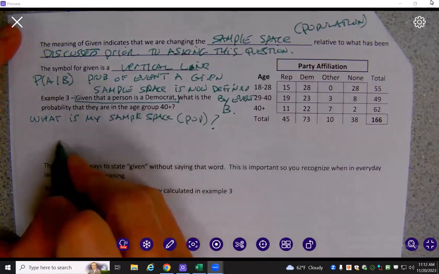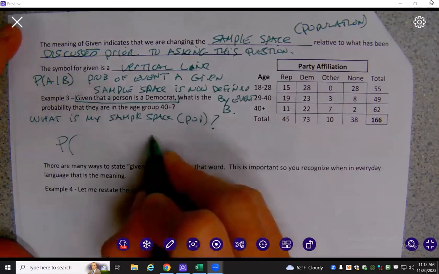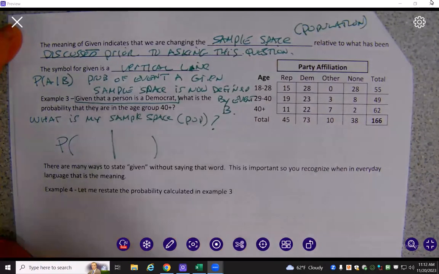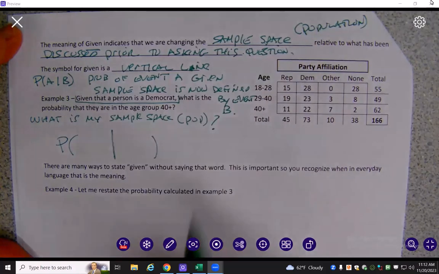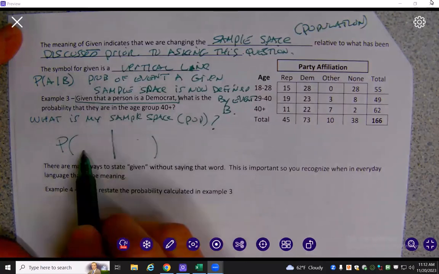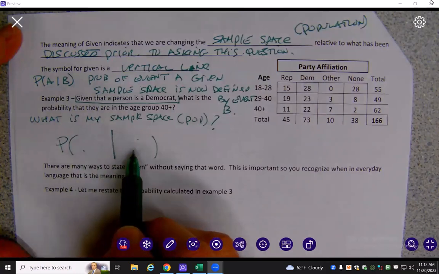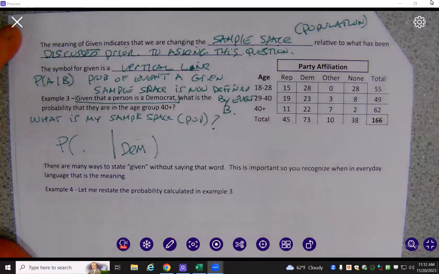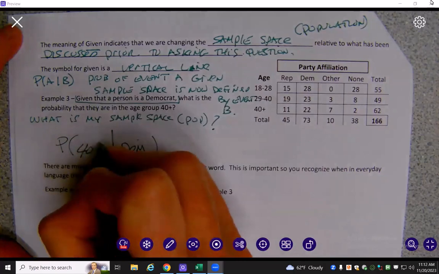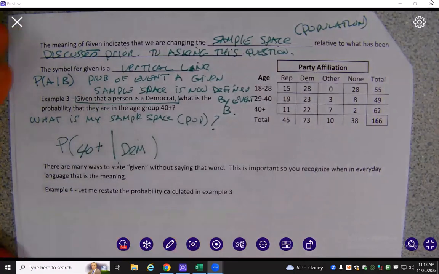Democrats only. So what happens here is this. This vertical line is about to separate my sample space from the question I'm asking. So where should the Democrat go? Here or here? First position or second position? That's right. Democrat goes here. And now the question is, what is the probability that they are in the age group 40 plus? So the question is about being 40 plus, given that you're only talking about Democrats. That's what this is about.